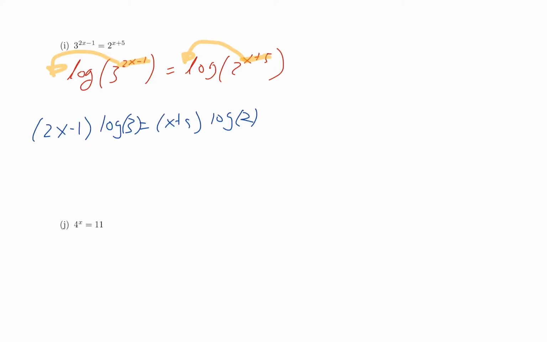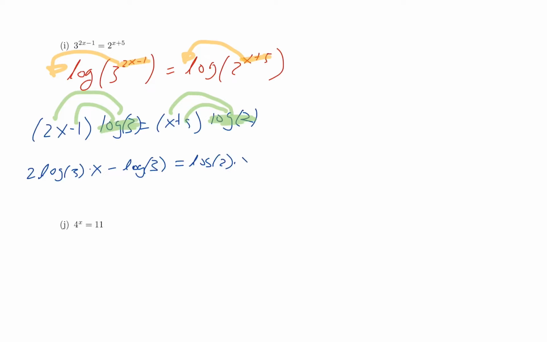Now here, log 3 and log 2 are just numbers. So we treat them like numbers, which means we can distribute each of these numbers. I can multiply right here, here, here, and here. So let's just do that. Then I have 2 times log 3 x minus log 3 equals log 2 times x plus 5 log 2.